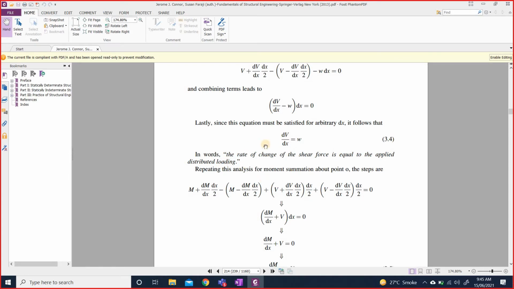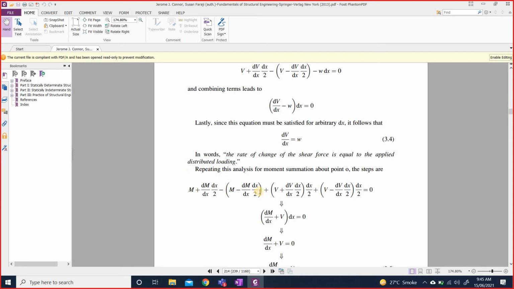So this means that the slope of the shear force diagram is equal to the intensity of loading. At any point, the slope of the shear force diagram is equal to the intensity of loading at that point.